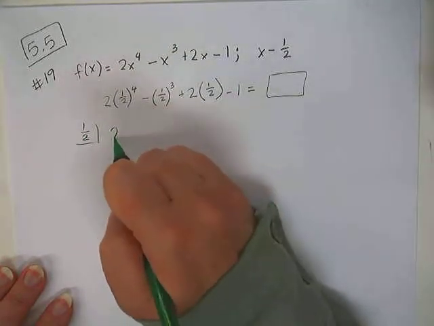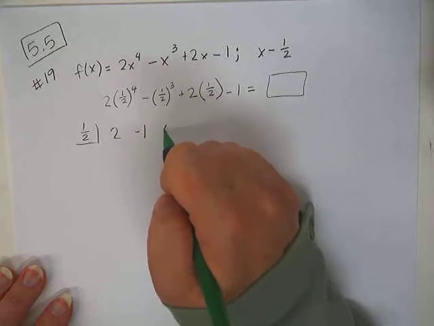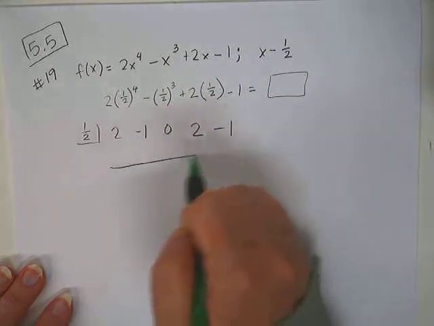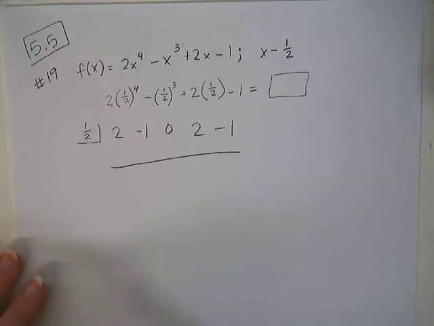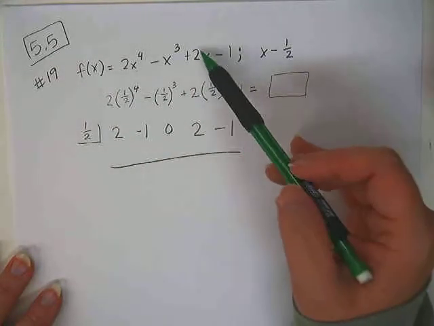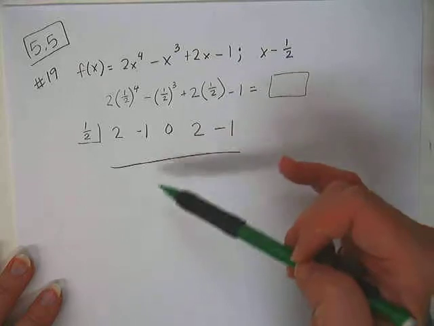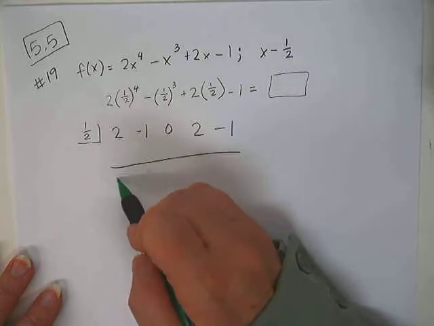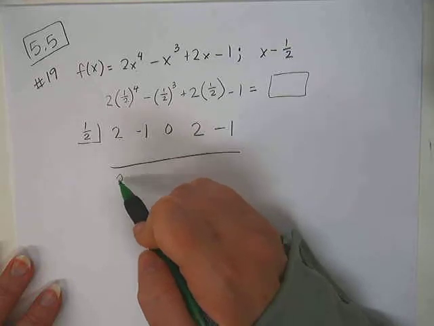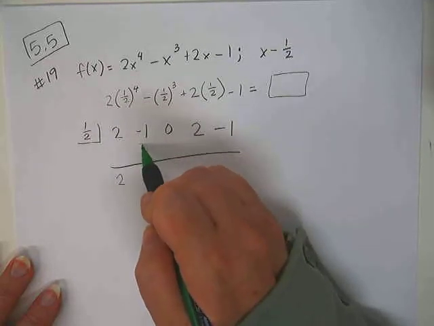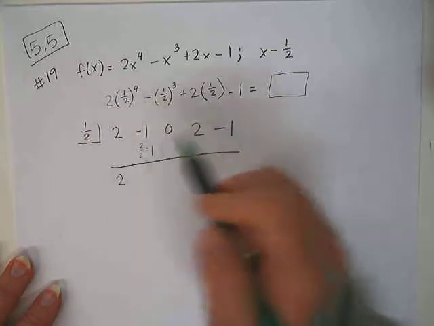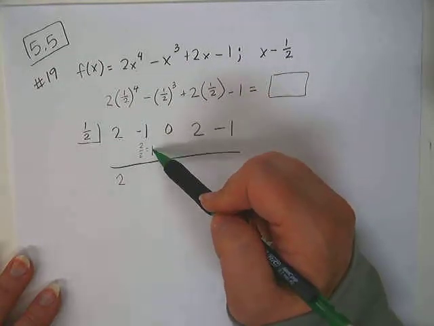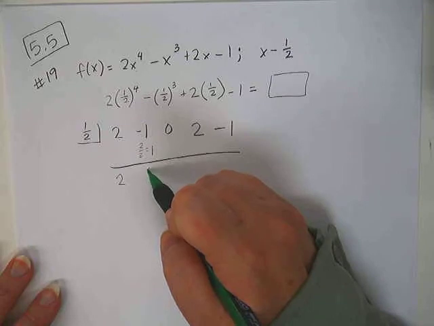So 1/2 there, and then 2, -1, 0, 2, -1. Why did I put that 0 in there? There's no term with an x squared. Okay, so then synthetic division says I bring down the 2. I go 2 times 1/2, which is 2/2, which equals 1, right? And then what's -1 plus 1?